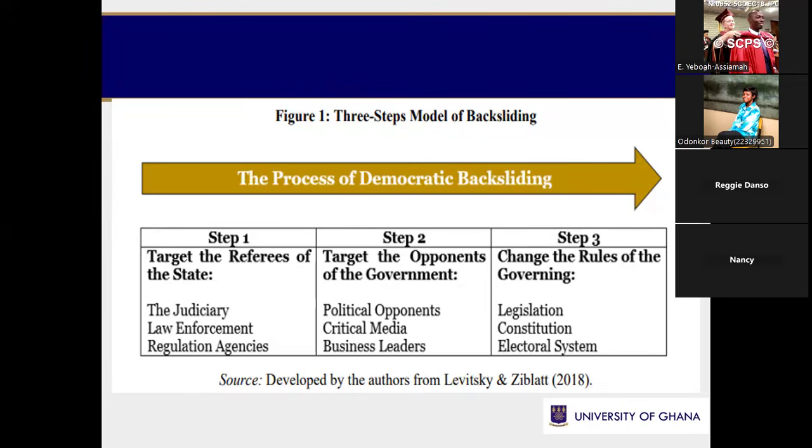Business leaders, they can sabotage people's businesses. Your license can be revoked. Or, when you want to go and renew your license, they will say, well, we are no longer giving it to you. Simply because maybe they know you are the main sponsor of an opposition political party. And so they target you.